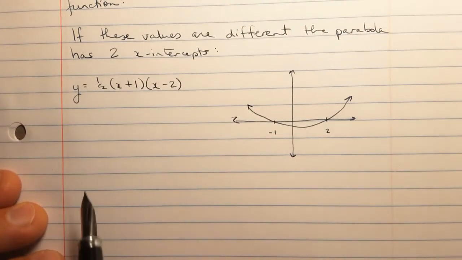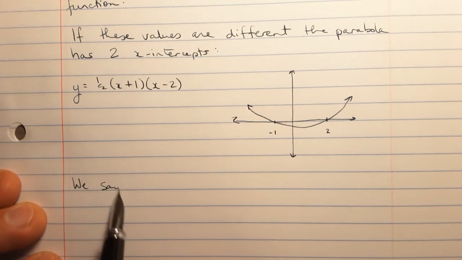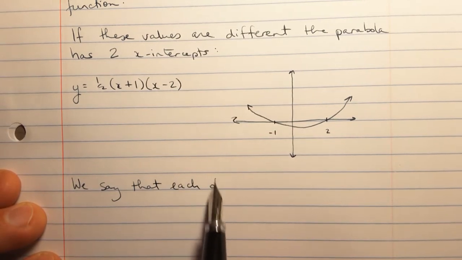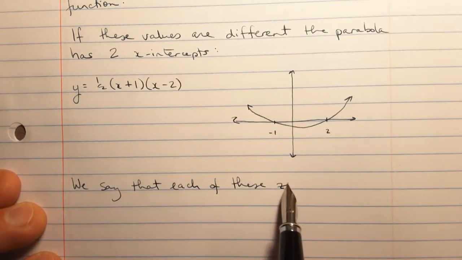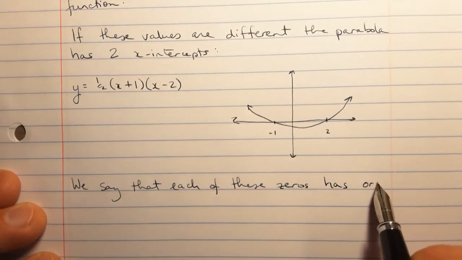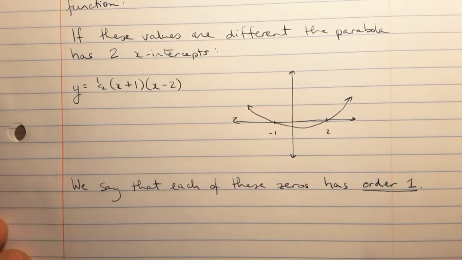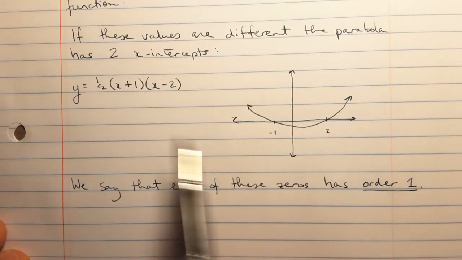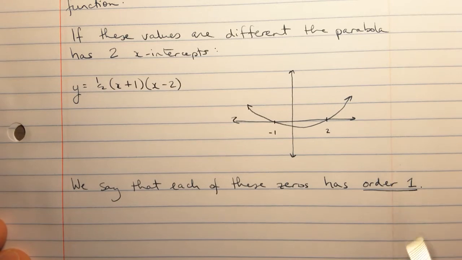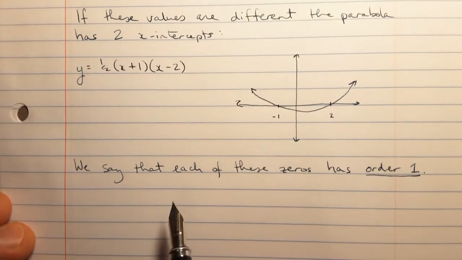And we would say the following now. This is a bit of new learning. We say that each of these zeros has order 1. So that's a new thing we're going to discuss as we go along here, but essentially each one of these is unique, and we're going to see what happens with larger order numbers as we move forward here. So that's what happens if the values were different.